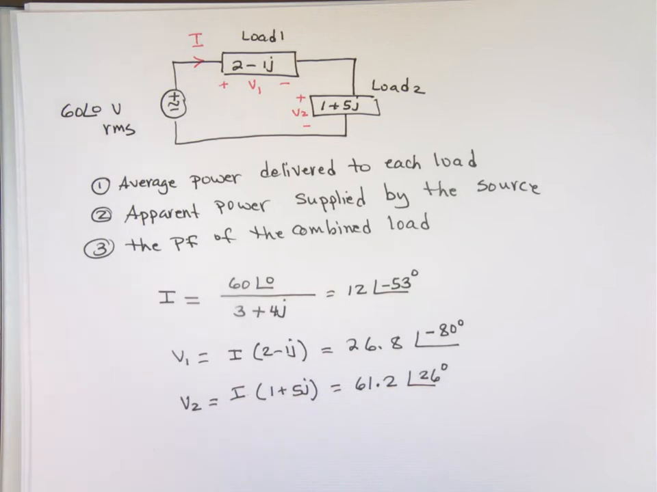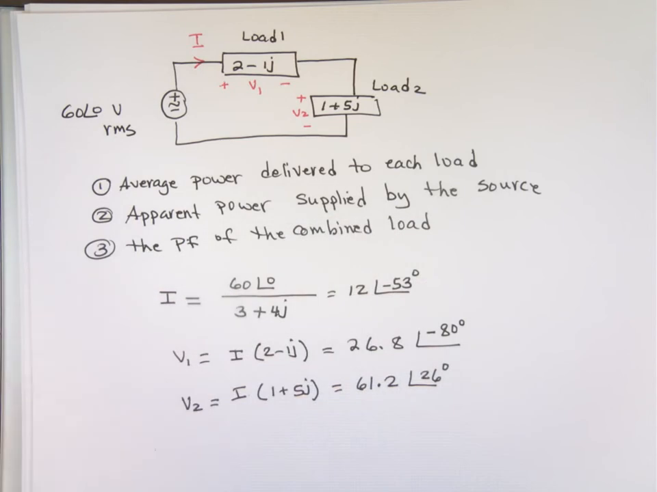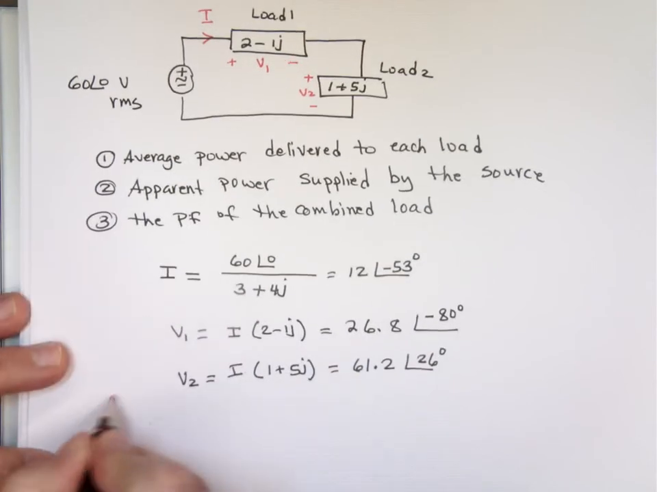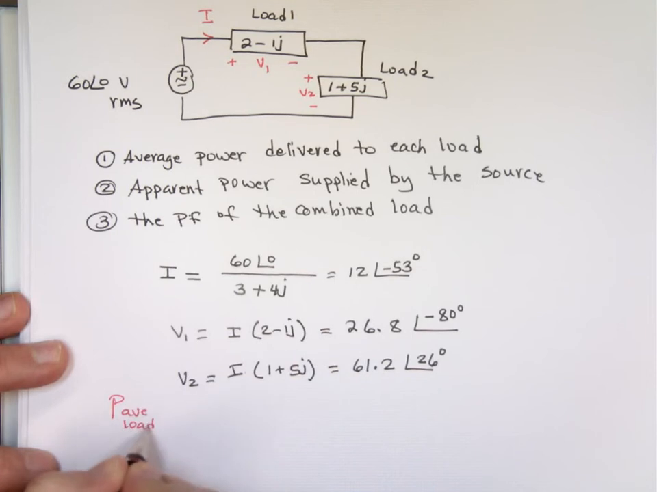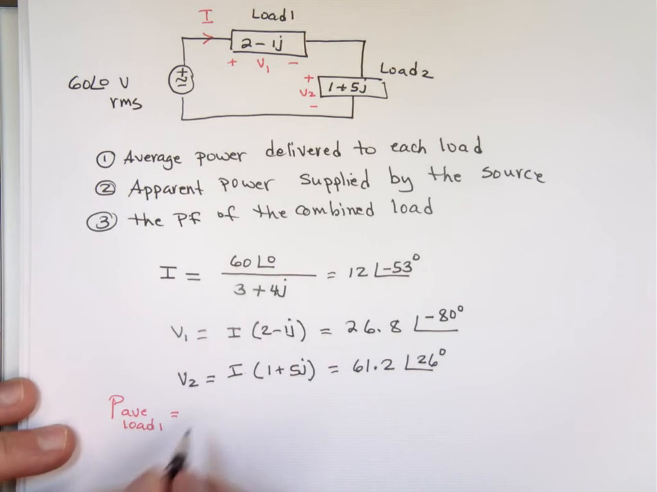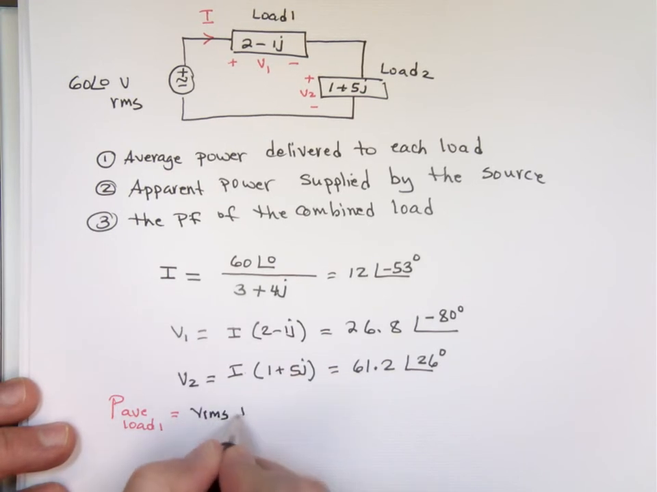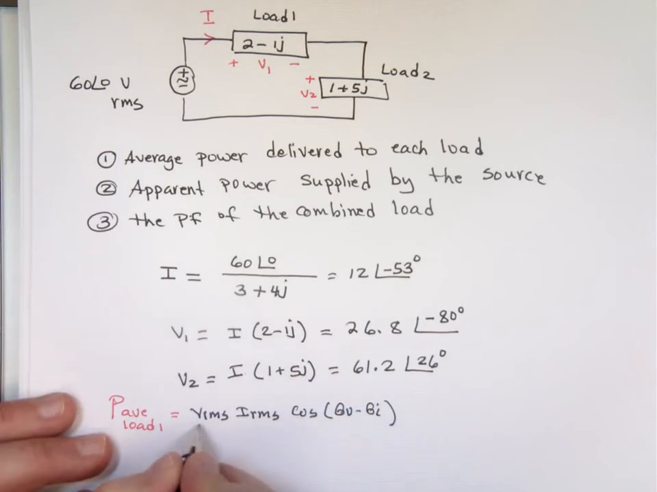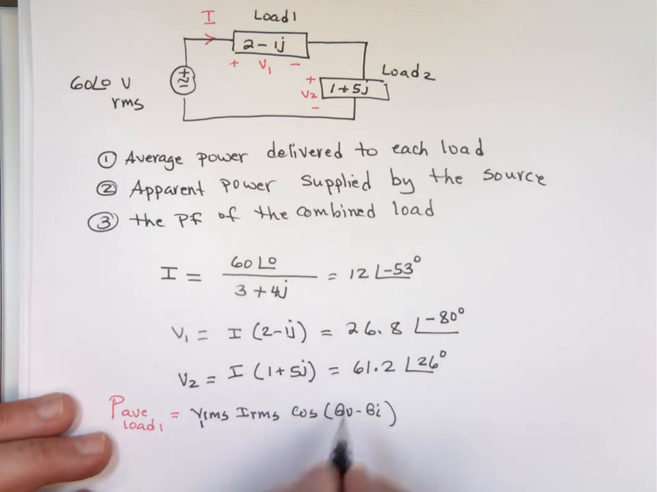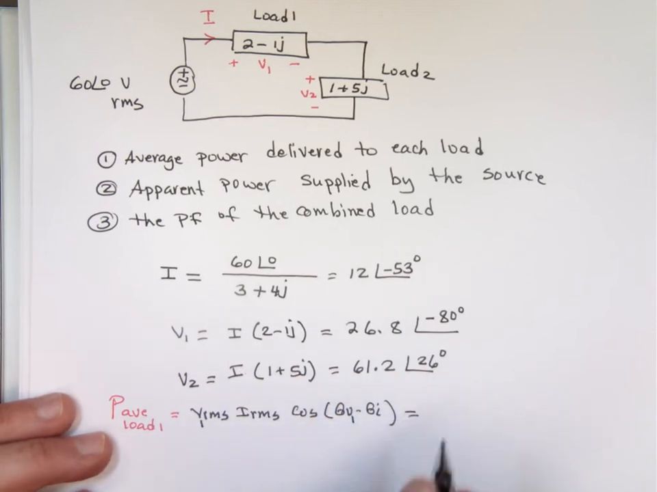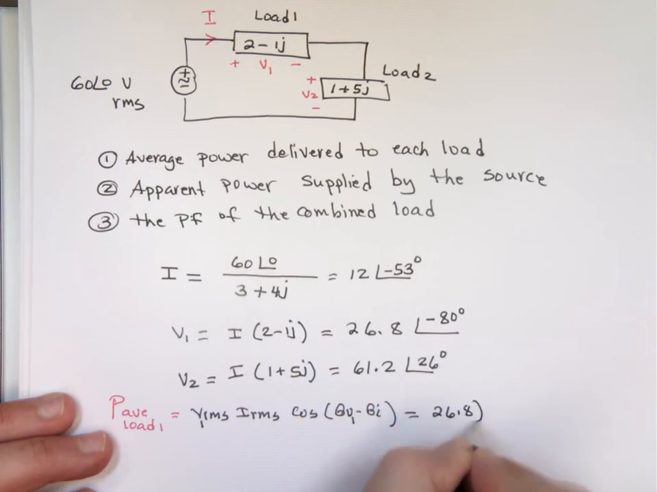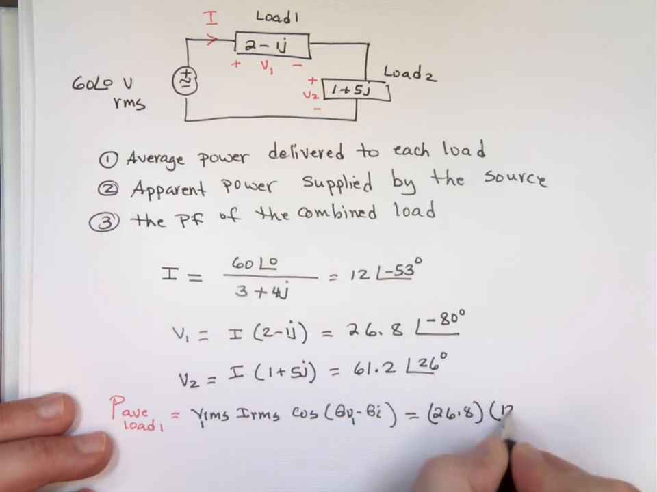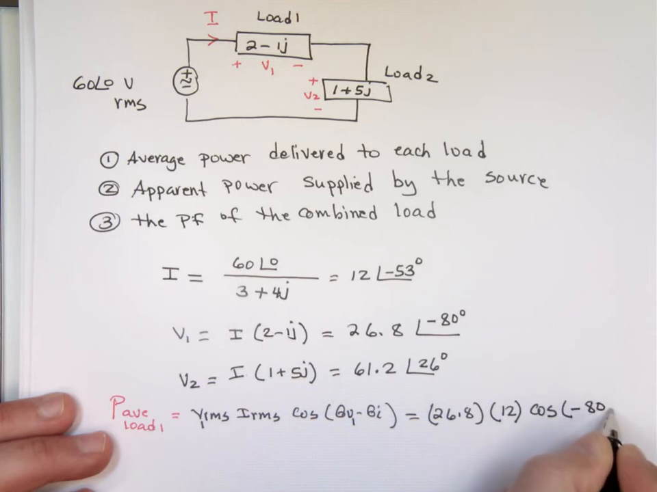Yeah. The first question: the average power delivered to each load. P average for load 1. The definition I gave you is V RMS times I RMS times cosine of theta V minus theta I. But which V are we talking about? That's V1, so it's V1 RMS. The current's the same. So what's V1? 26.8. What's I RMS? 12. Cosine of theta V1, which is negative 80, minus a minus, that's plus 53 degrees.